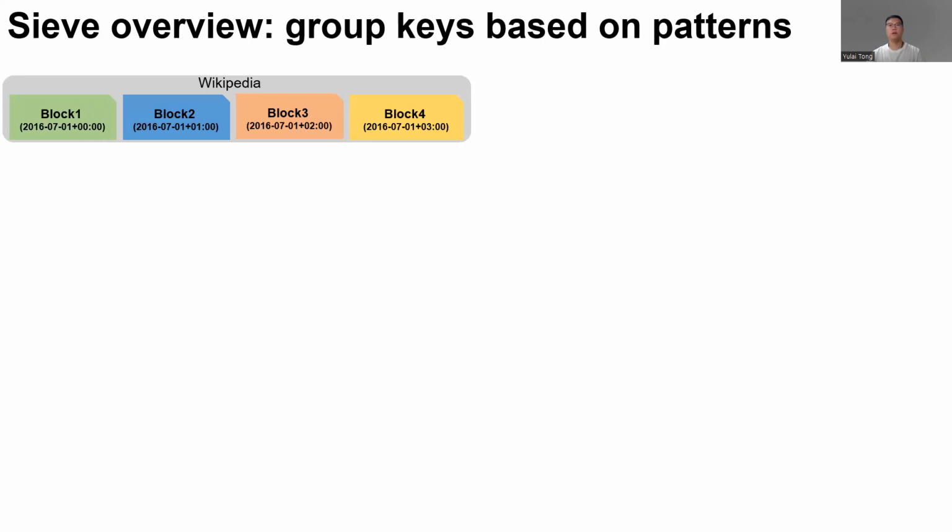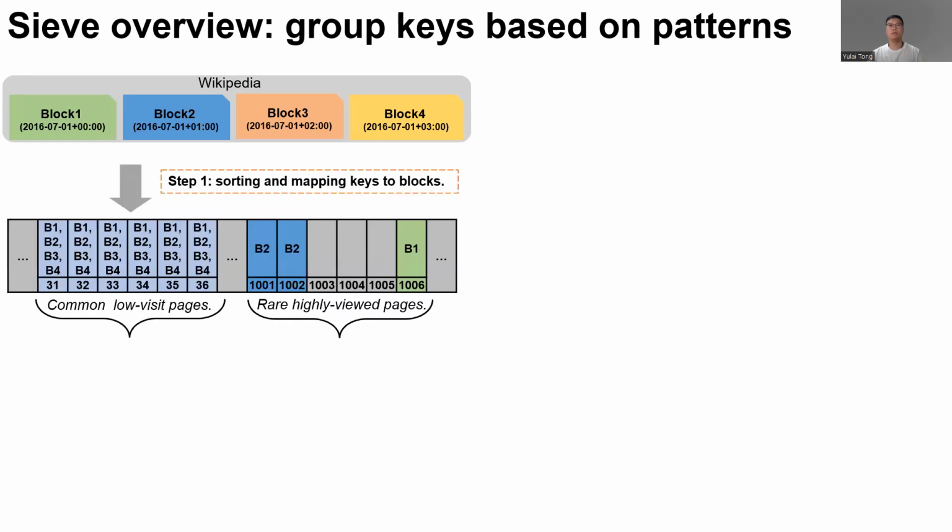Now, I will give you an intuition of how SAVE groups keys step by step based on the patterns in the Wikipedia dataset. The first step is sorting. Similar to a B+ tree index, SAVE sorts each individual key on the leaf nodes, and associates each key with blocks containing it to show block distribution.